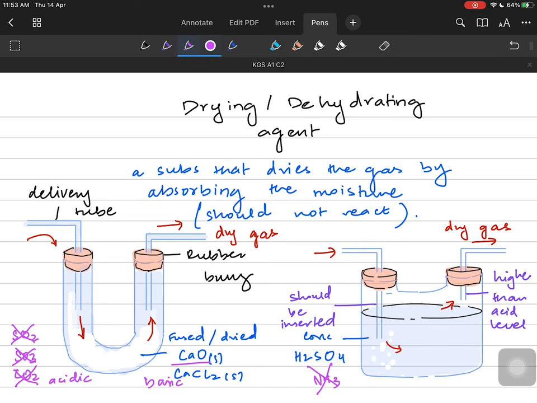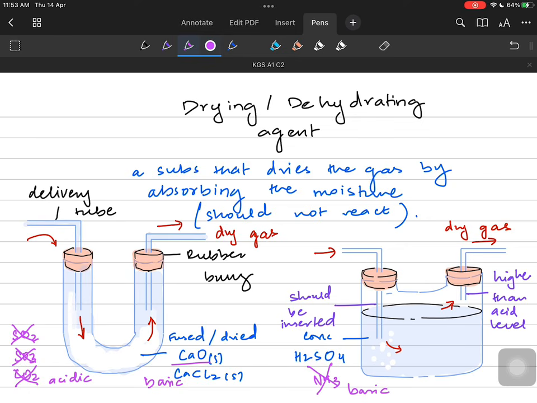Similarly, ammonia can't be dried using sulfuric acid because ammonia is a basic gas and sulfuric acid is an acid. You don't want a neutralization reaction to be happening. So you choose your drying agents based on what kind of gas you're drying. Calcium oxide and calcium chloride are good drying agents, but they can't be used for acidic gases. And concentrated sulfuric acid is also a very good drying agent, but it can't be used for ammonia, otherwise a reaction would happen and neutralization would occur.